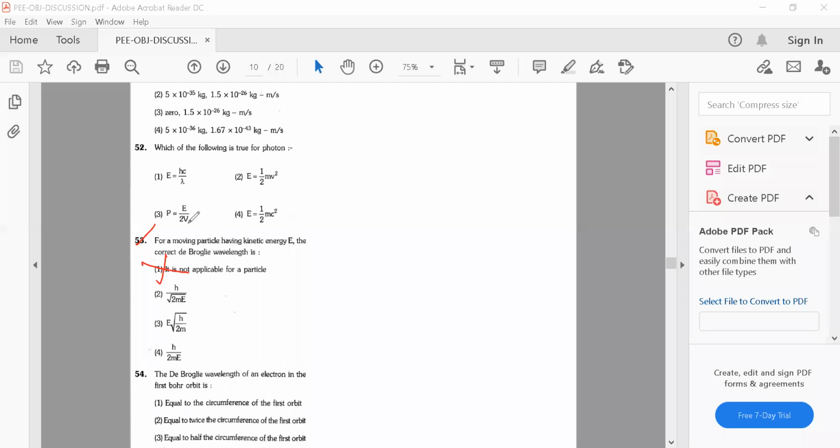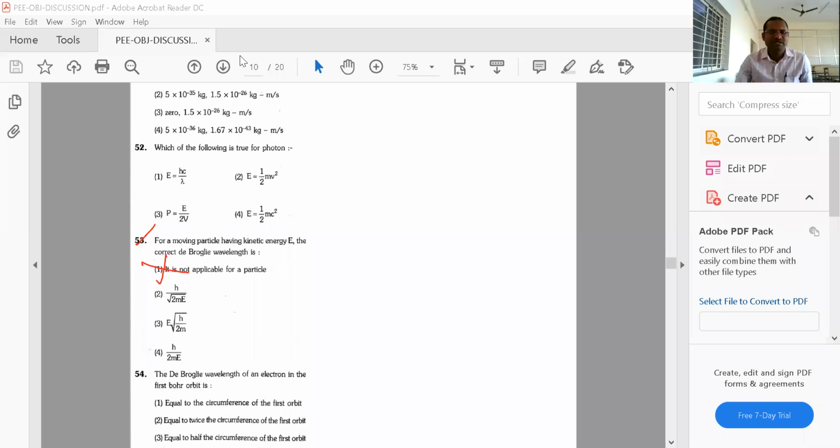Next, they have given that lambda is equal to h by root 2mE. Yes, it is correct. The option with root h by 2m is wrong. It is a direct formula. Okay, 53 is a direct formula, option 2. Next, question number 54.